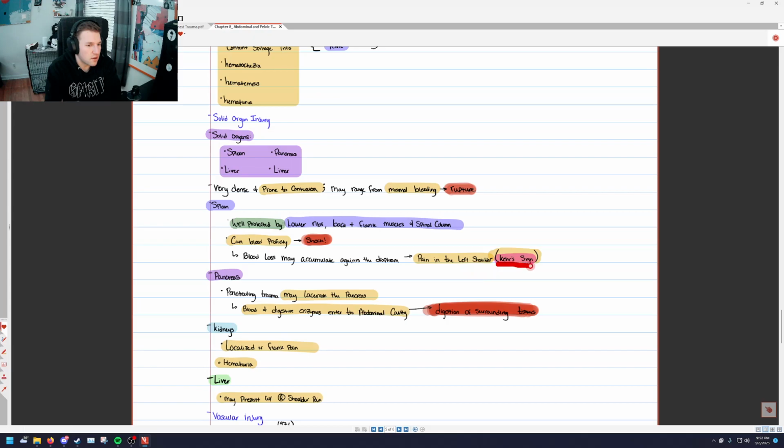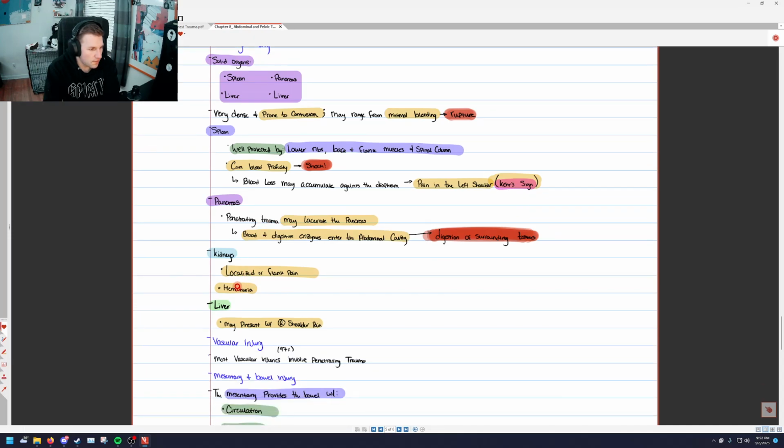You'll have a referred pain in the left shoulder. It'll be called Kehr's sign. Other than that, kidneys will be found as localized or flank pain. You'll have hematuria possibly if those are injured. Your liver will present with right shoulder pain as it's in your right upper quadrant.